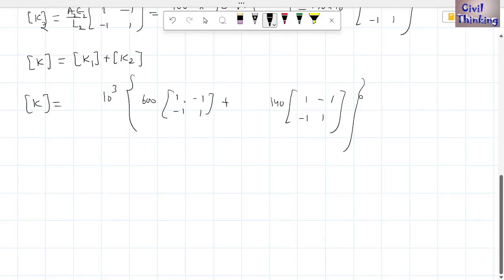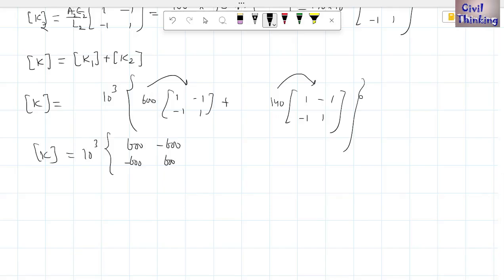It is like this. Okay, now I will multiply 600 to each coefficient. Okay, so K is going to be 10 to power 3 times 600, because 600 multiplied by 1 is 600, 600 multiplied by minus 1 is minus 600. Okay, so it is going to be 600 minus 600. Same here, 600 multiplied by minus 1 is minus 600, and 600 multiplied by 1 is 600. Okay, so we multiply each, because this is the rule of matrix. When there is a constant outside the matrix, it gets multiplied to all the elements. Okay, so I multiplied it with all the elements, right?